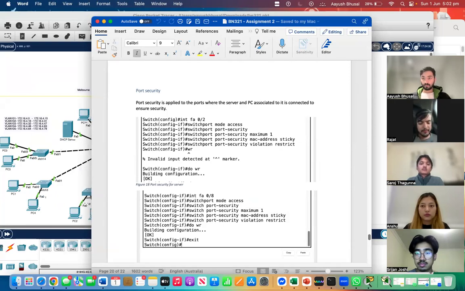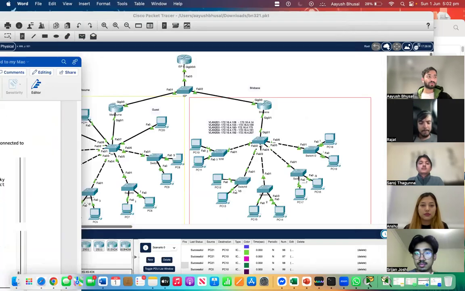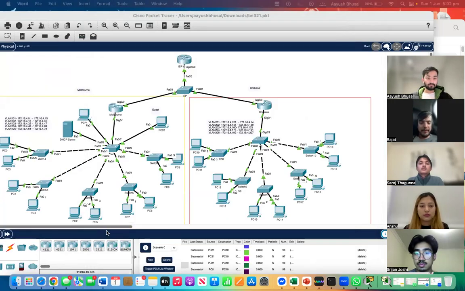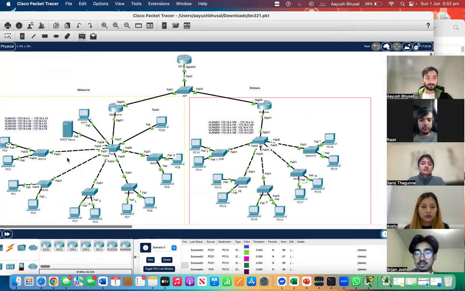That's my part. Okay, so we have come to the conclusion. Lastly, I would show a small thing: a PC from the Melbourne branch being pinged with a PC from the Brisbane branch. I'll send a message from PC0 to PC10, and it shows it's successful. So that's pretty much it for the demonstration. Thank you.